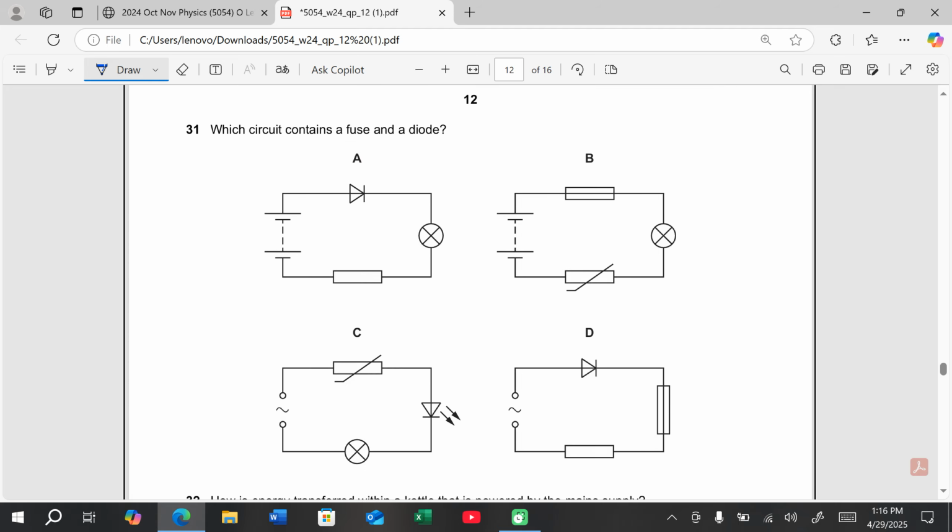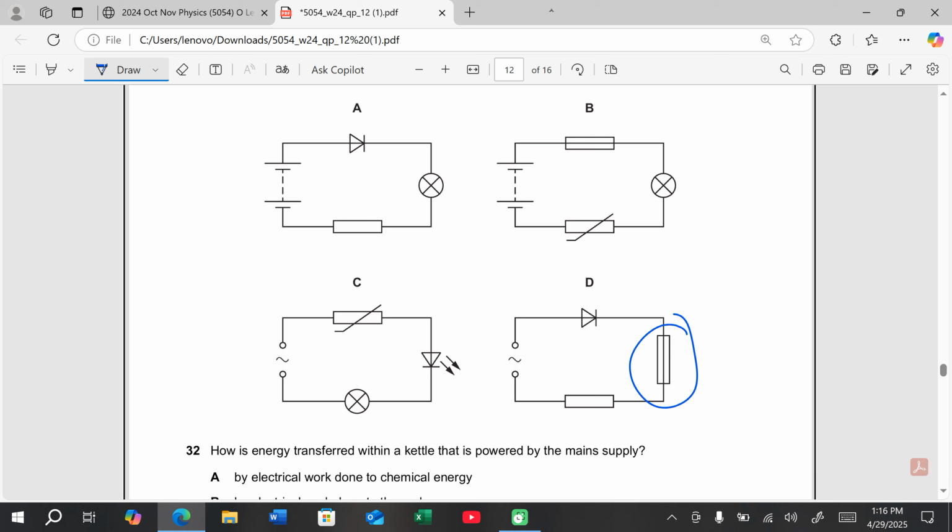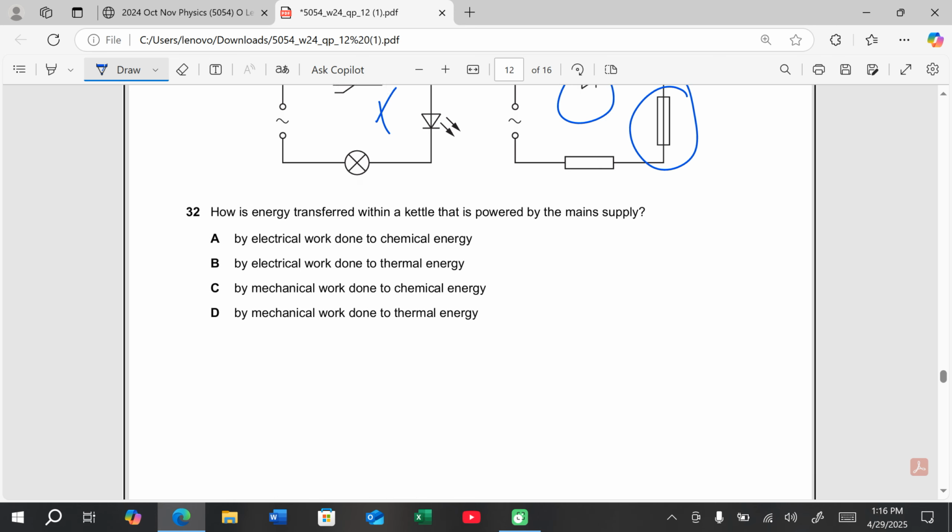In 31 it says which circuit contains a fuse and a diode. This is the symbol of a fuse, the other one does not have a fuse, and this is a diode, so D is the right answer. Let's move on to 32.